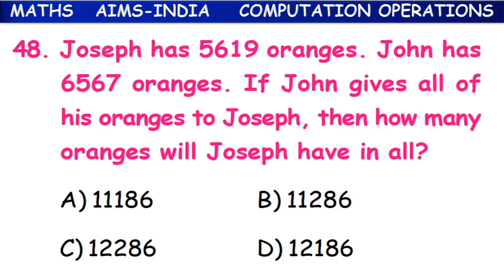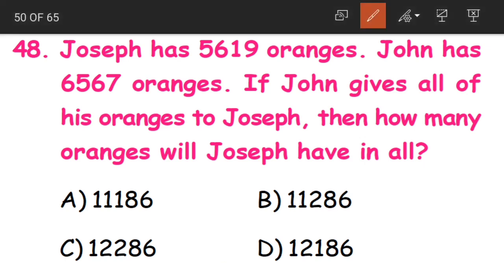Clear children? Next, Joseph has 5619 oranges. John has 6567 oranges. If John gives all of his oranges to Joseph, then how many oranges will Joseph have in all? Now we have done a very similar problem, right children? I think that same problem is repeated here. What should we do? We should just add both the number of oranges given here. Yes, so that we'll get the answer.